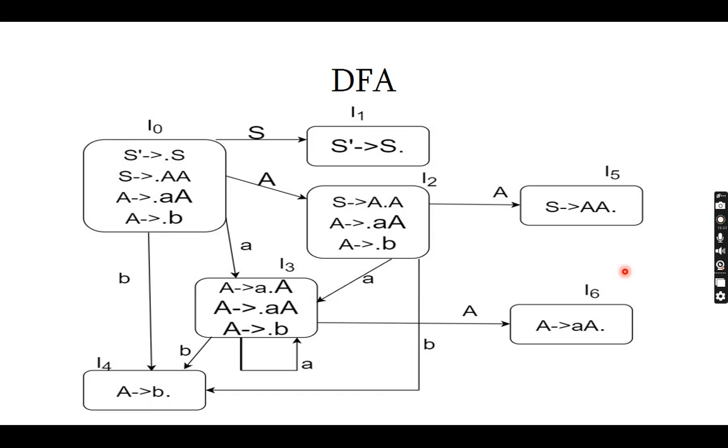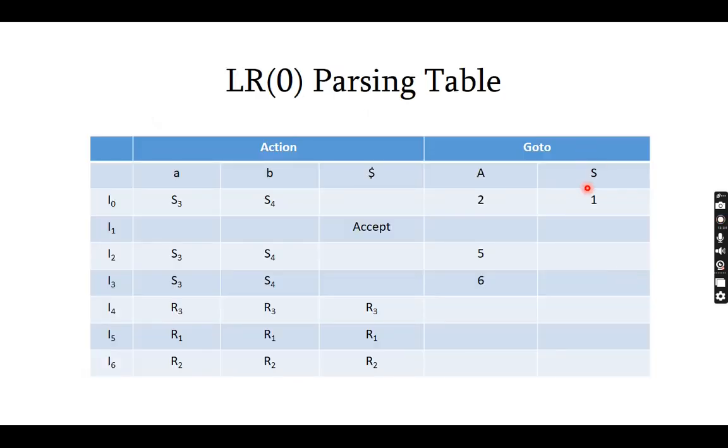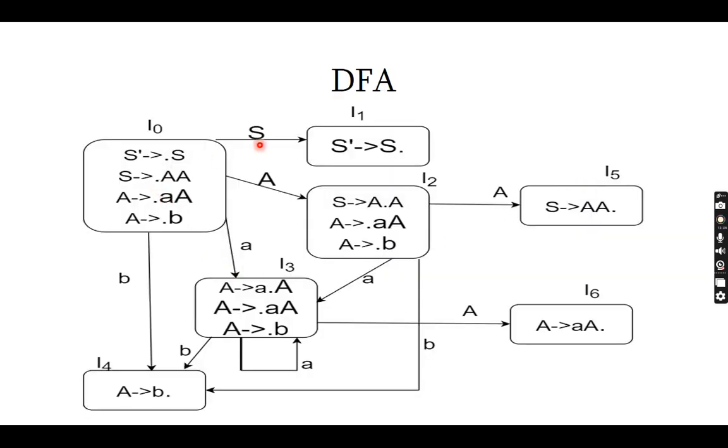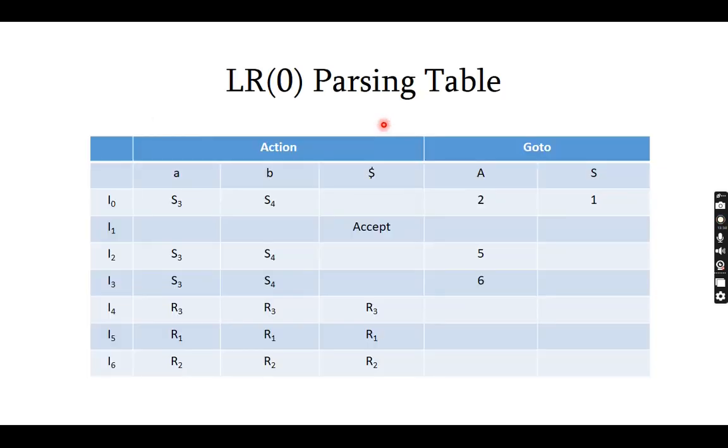So now this DFA is same for LR0 as well as SLR. Okay. Now this LR0 and SLR differs only in one step. What is that step? Let us see. Now see this I0 going to I1. So I0 row on S column I had to write just one. Okay. So now this table consists of two parts. One is action part, one is goto part. In the goto part you have to write the variables, and in the action part you have to write the terminals along with a dollar.